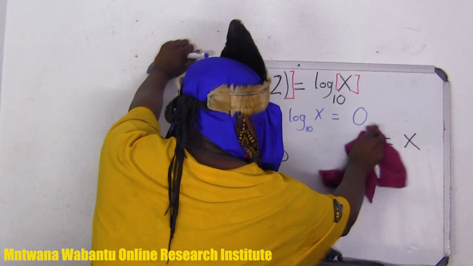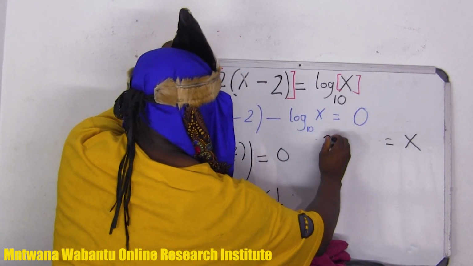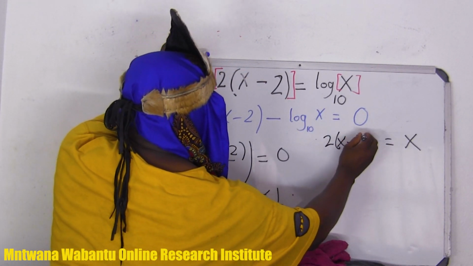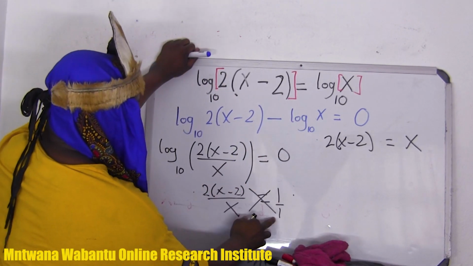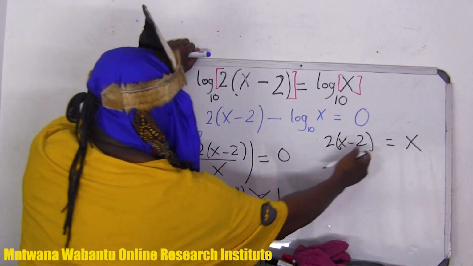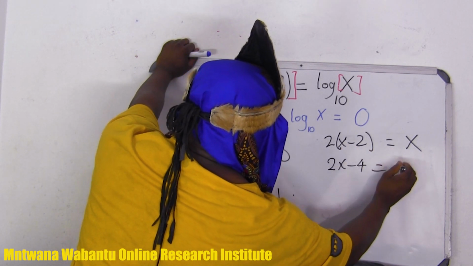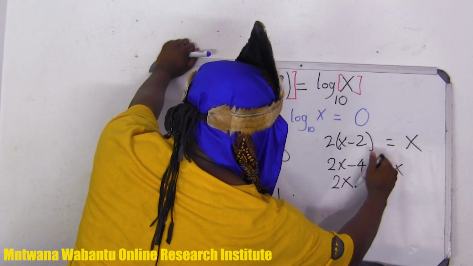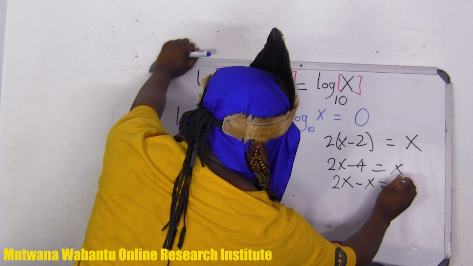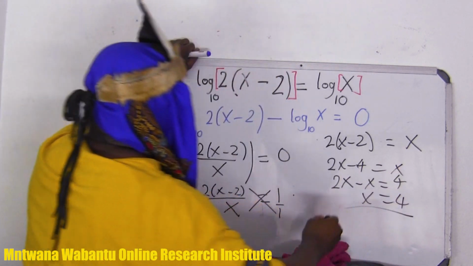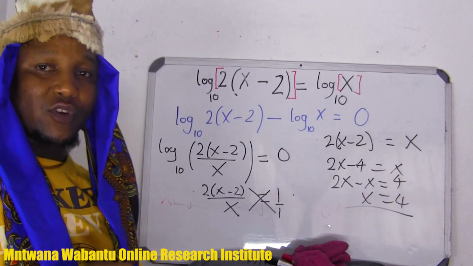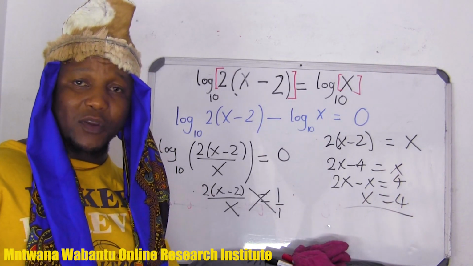Let me just do it at a slower pace. (2x minus 2) times 1 equal to that. And then x times 1. So 2x minus 4, because you open the bracket, equal to x. So 2x, this x comes back, and then this 4 goes over. So x equal to 4. And x equal to 4 means when you plug in the original equation, it's going to give us the same answer, which is going to be correct.